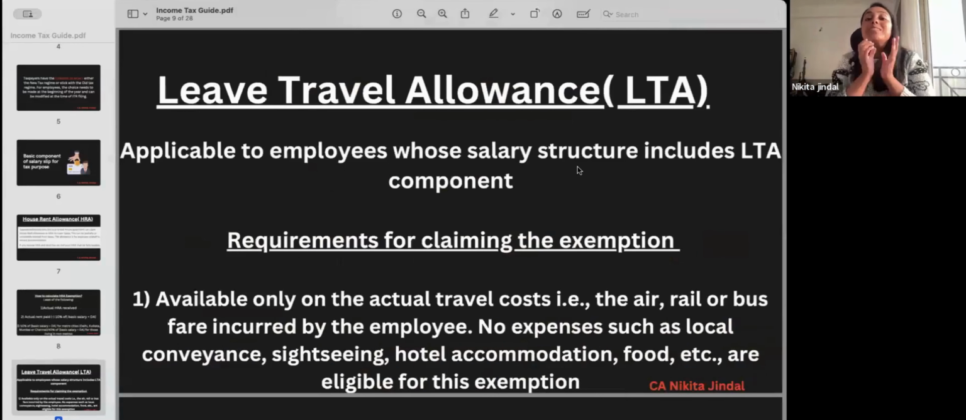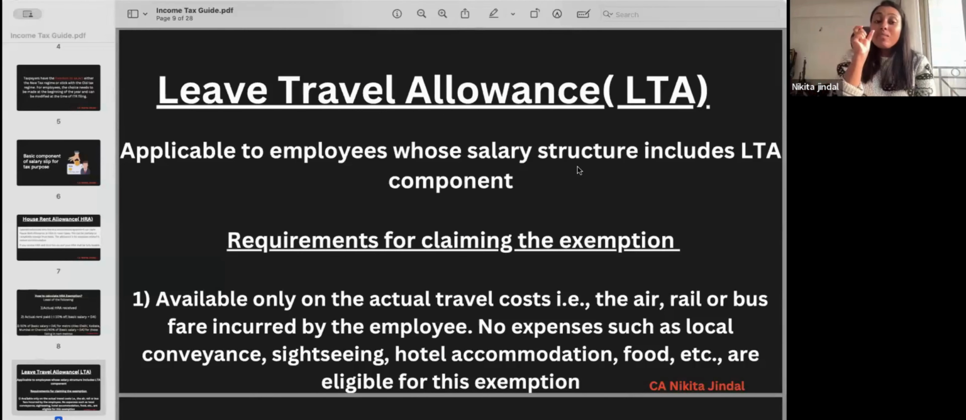Now let's talk about leave travel allowance. This is an allowance which is offered by not many organizations, but some organizations offer this leave travel allowance. So if you are receiving this leave travel allowance under your salary as a salary component, then you can claim it as an exemption. How do you claim it?